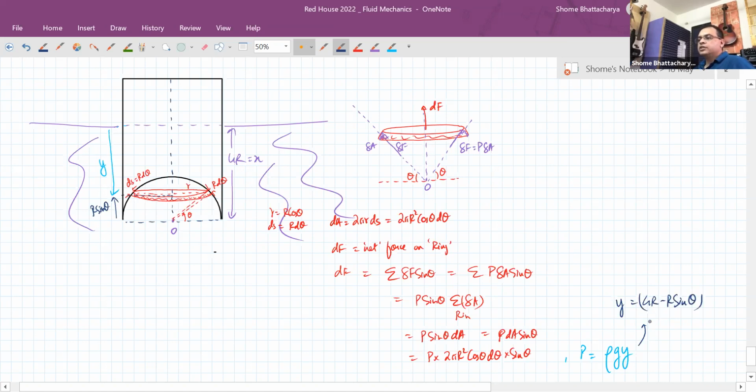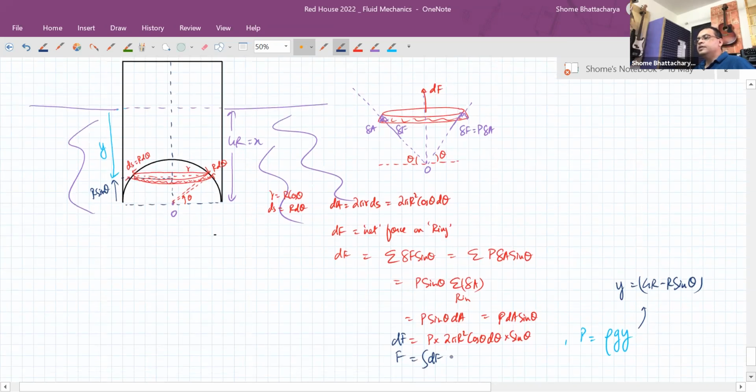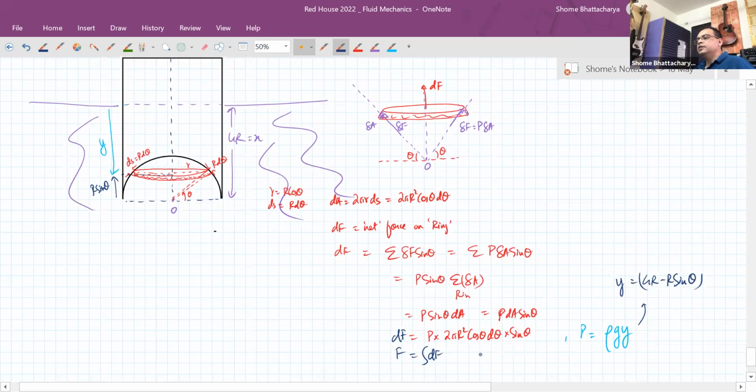Okay. So now you have to substitute this y over here. You get the pressure as a function of theta, substitute that there, and now integrate for the net force for all the rings. So basically you end up integrating P dA sine theta, where P's value is rho g y, where y is this, and dA is going to be this, and you integrate it for all the rings. So theta will go from 0 to pi by 2.